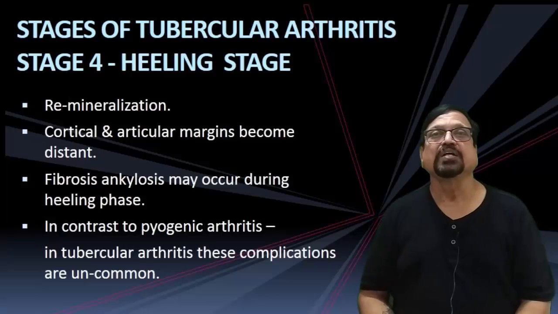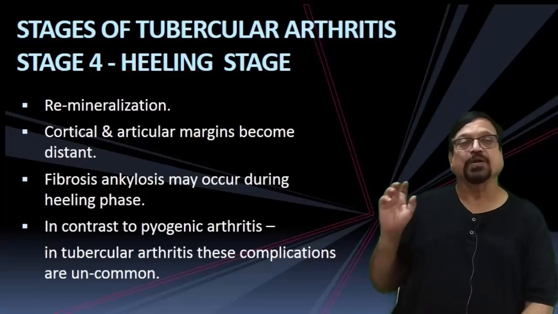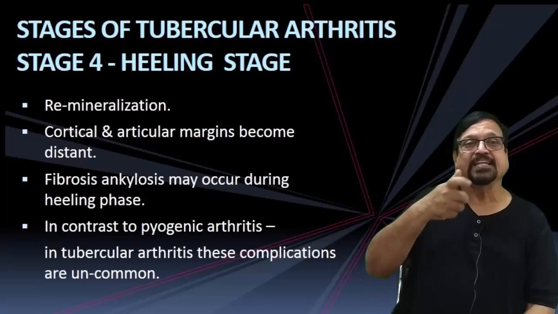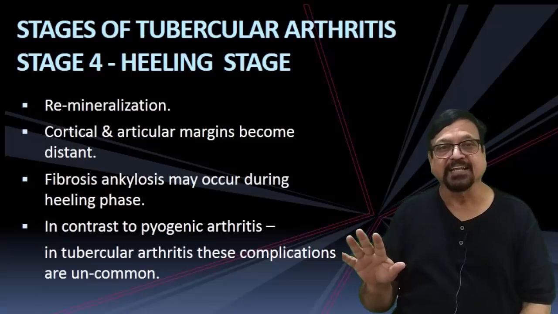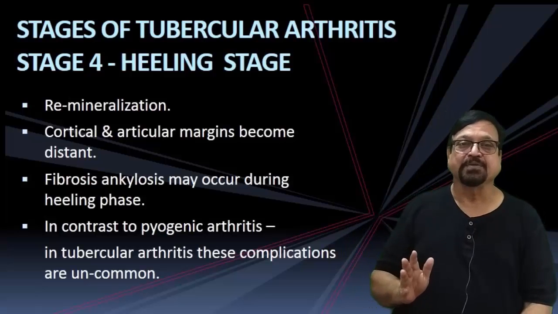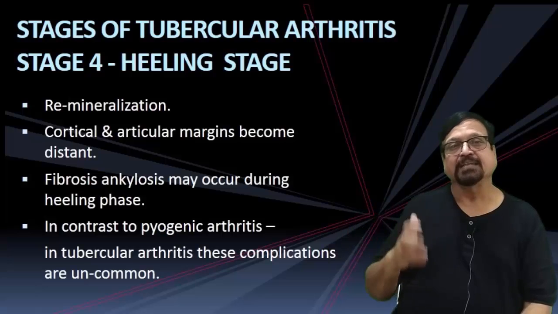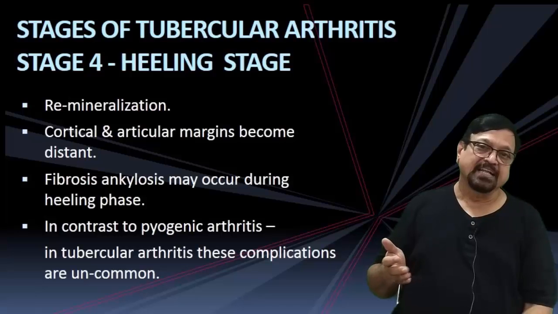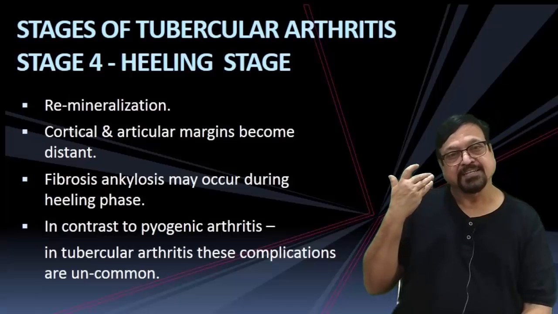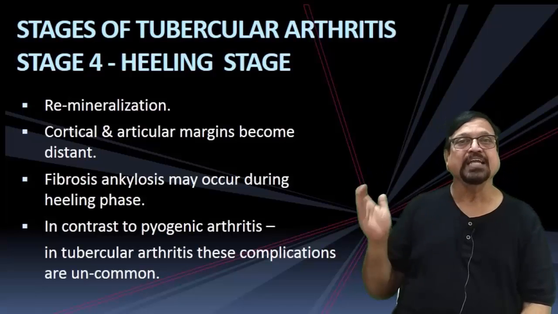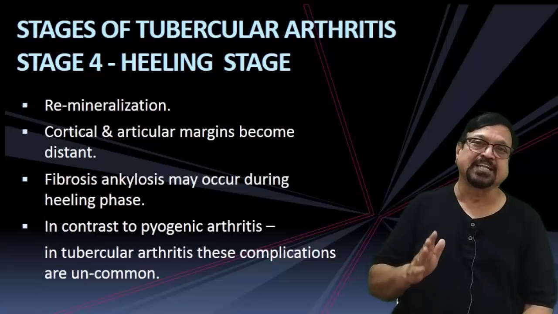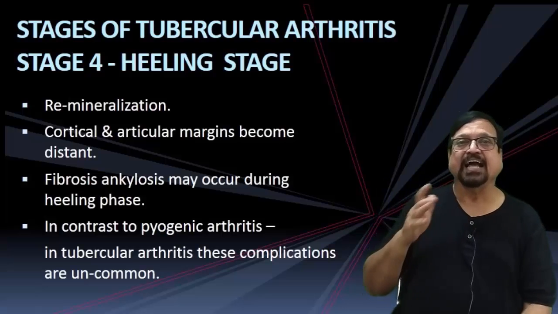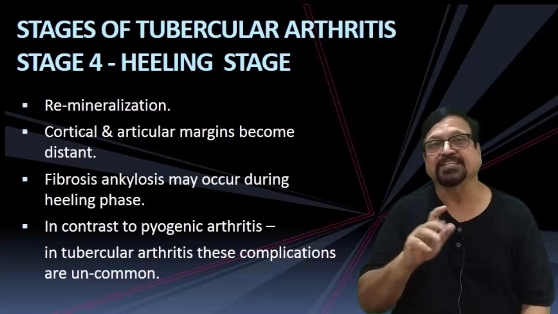Now stage 4. In stage 4, what happens is remineralization. Whatever damages are there, body has got a defense mechanism. Sometimes tuberculosis can be self-limiting. Sometimes it's because of good treatment. So once the disease starts reducing, then there is remineralization. Cortical and articular margins become distinct.